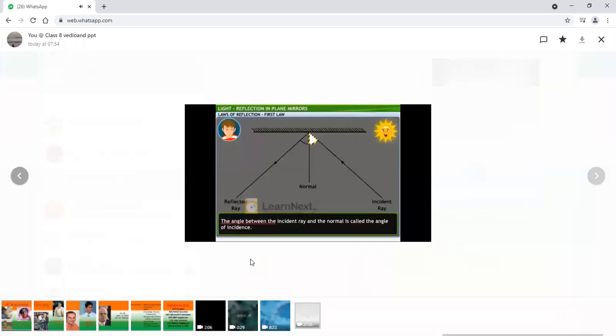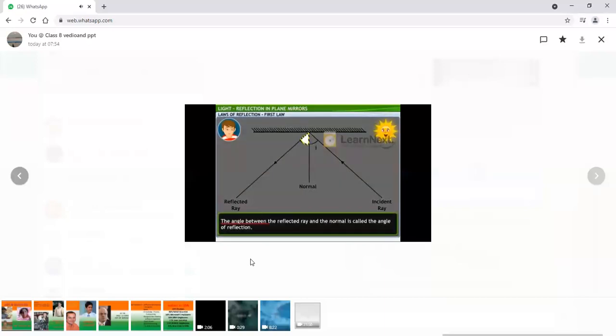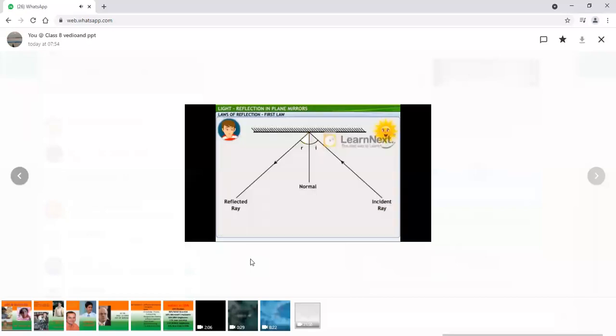The angle between the incident ray and the normal is called the angle of incidence. It is represented by the letter I. The angle between the reflected ray and the normal is called the angle of reflection. It is represented by the letter R. Now compare the angle of incidence and the angle of reflection using a protractor.